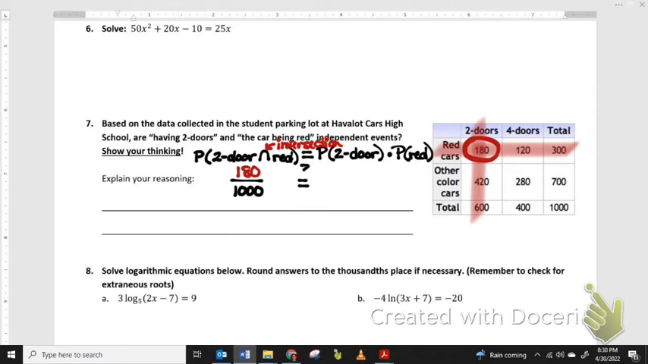And I want to know whether or not that is equal to the probability of a 2-door car. What's the probability that any car on this lot has just 2 doors? 600 out of 1,000.